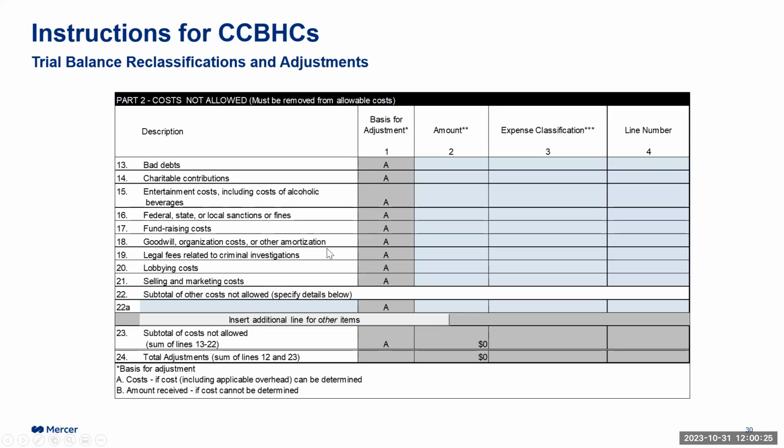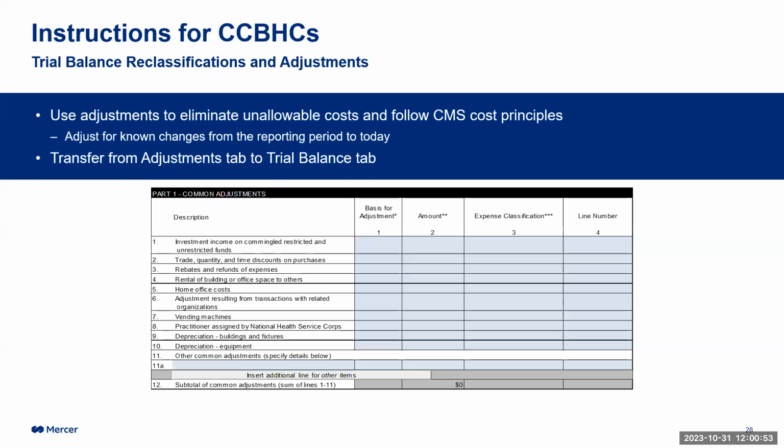Okay, so part one had additional adjustments. Now part two is those items like bad debt expense, charitable contributions, fundraising costs, goodwill, lobbying. These items are definitely not allowable. So anything here is going to really be a negative adjustment, a decrease to your allowable costs. So going back up now, I just want to show the two together.